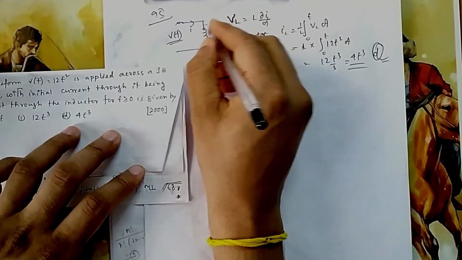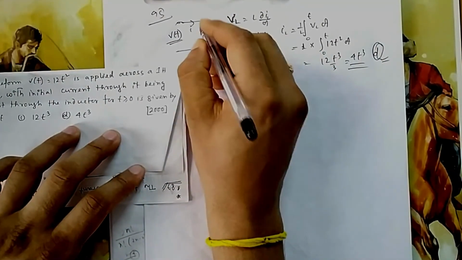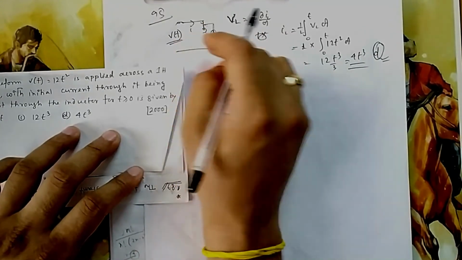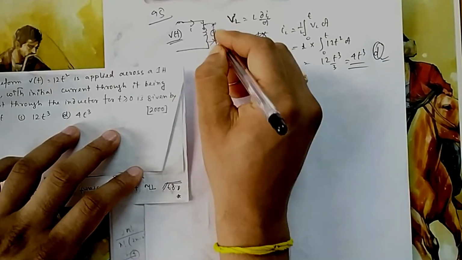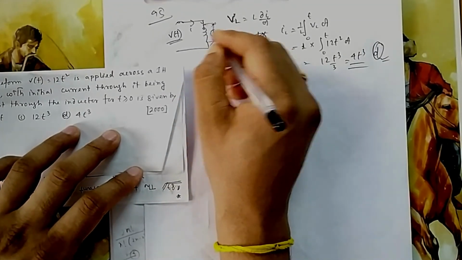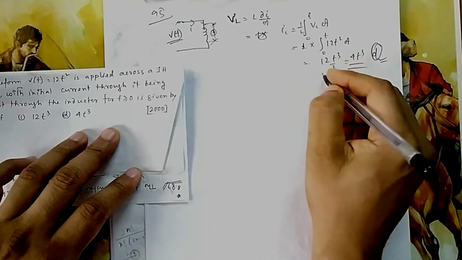If there had been one more current source, then you would have to put that current source, and the inductor current will be this plus this. L di/dt plus that initial current will also come, but because there is no initial current, I am not putting that extra initial current. So it is only 4t cube.